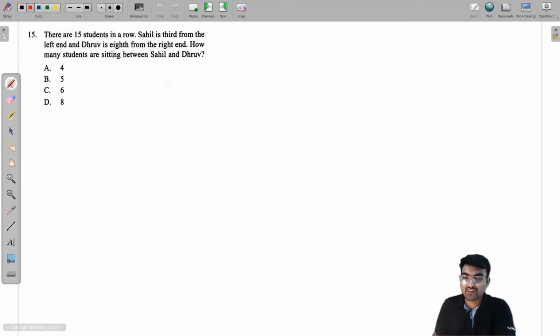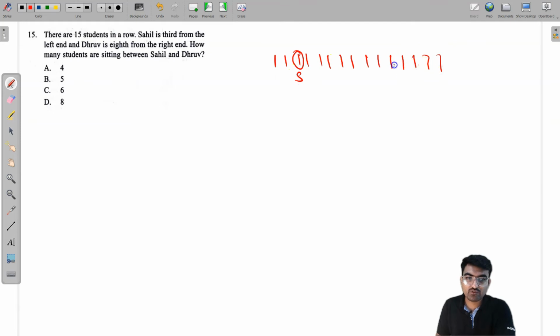Next question. There are 15 students in a row. Sahil is third from the left hand. Okay, so 15 students: 1, 2, 3, 4, 5, 6, 7, 8, 9, 10, 11, 12, 13, 14, 15. Sahil is third from the left hand. This is Sahil. Dhruv is 8th from the right hand.